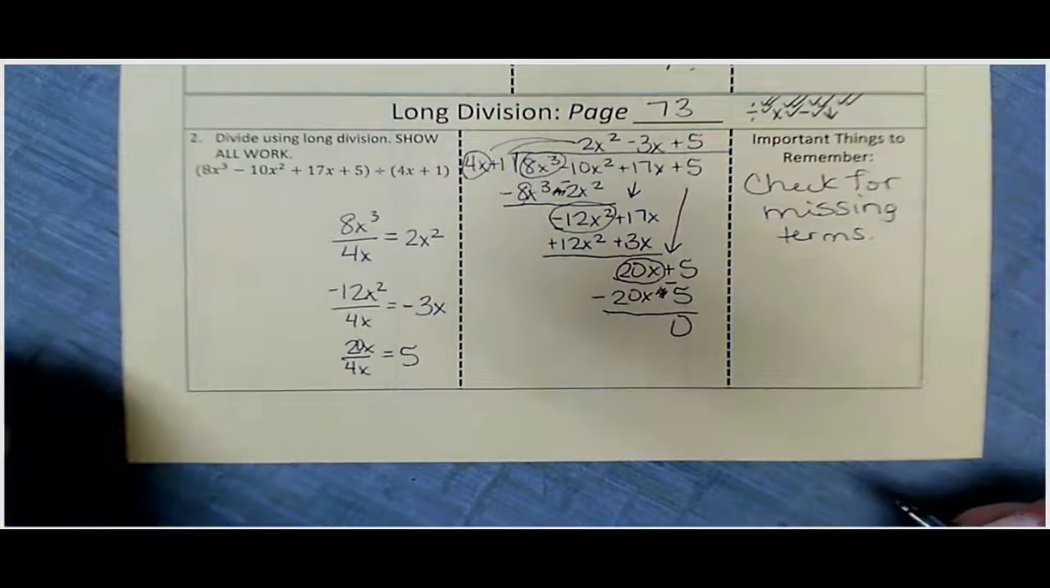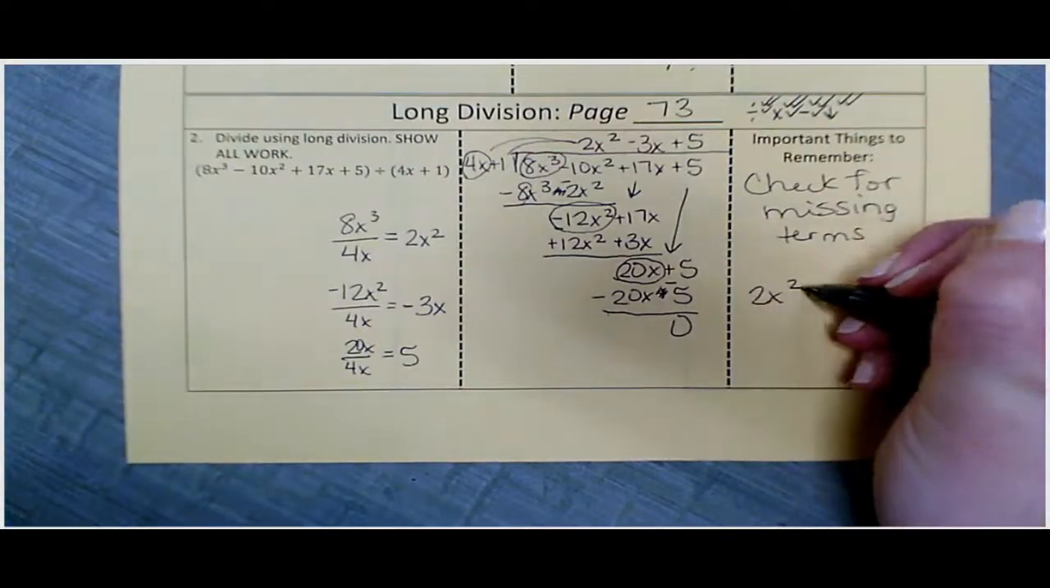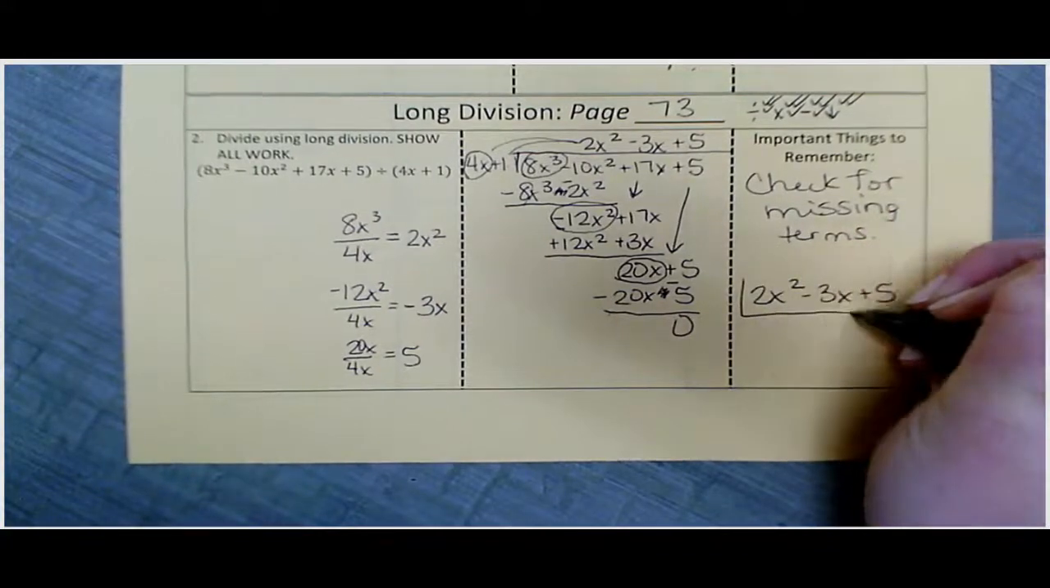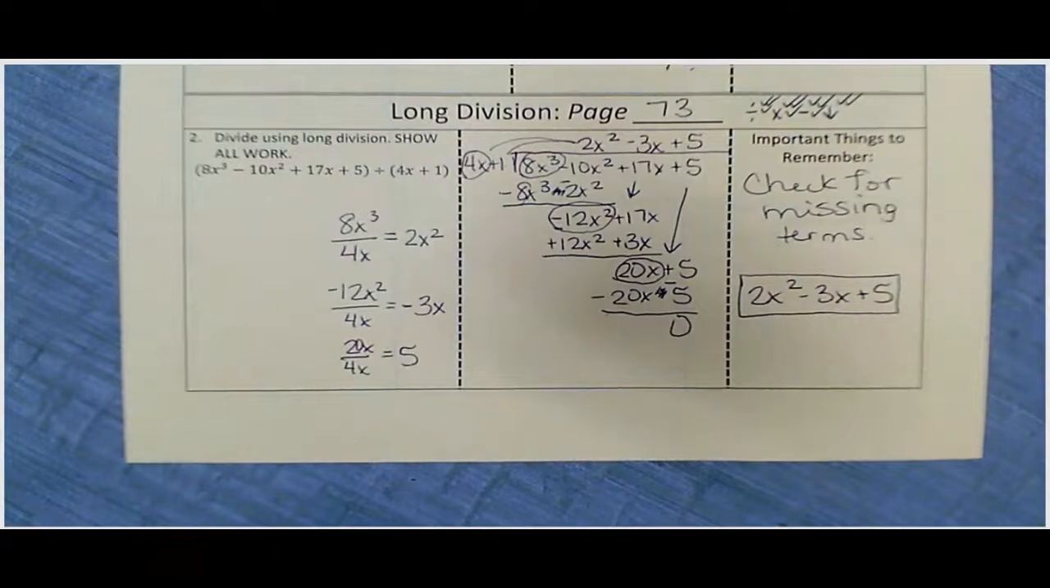That's my remainder. So my final answer is 2x squared minus 3x plus 5 with no remainder. That is my final answer. So I'm going to flip to number 3.